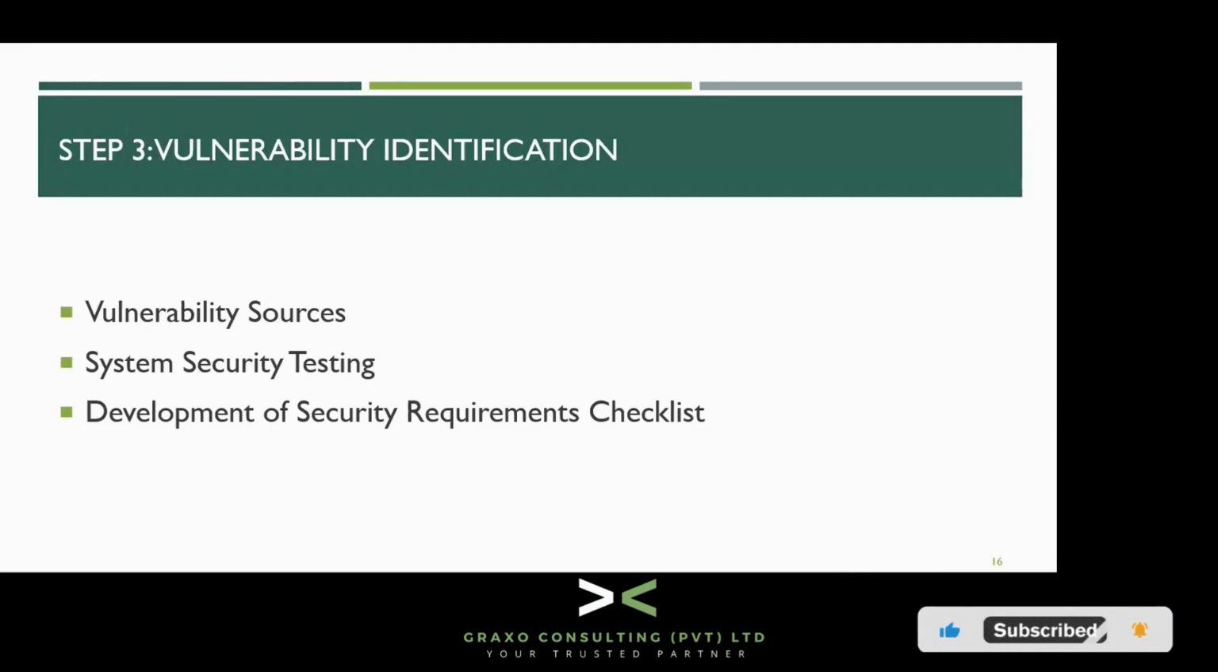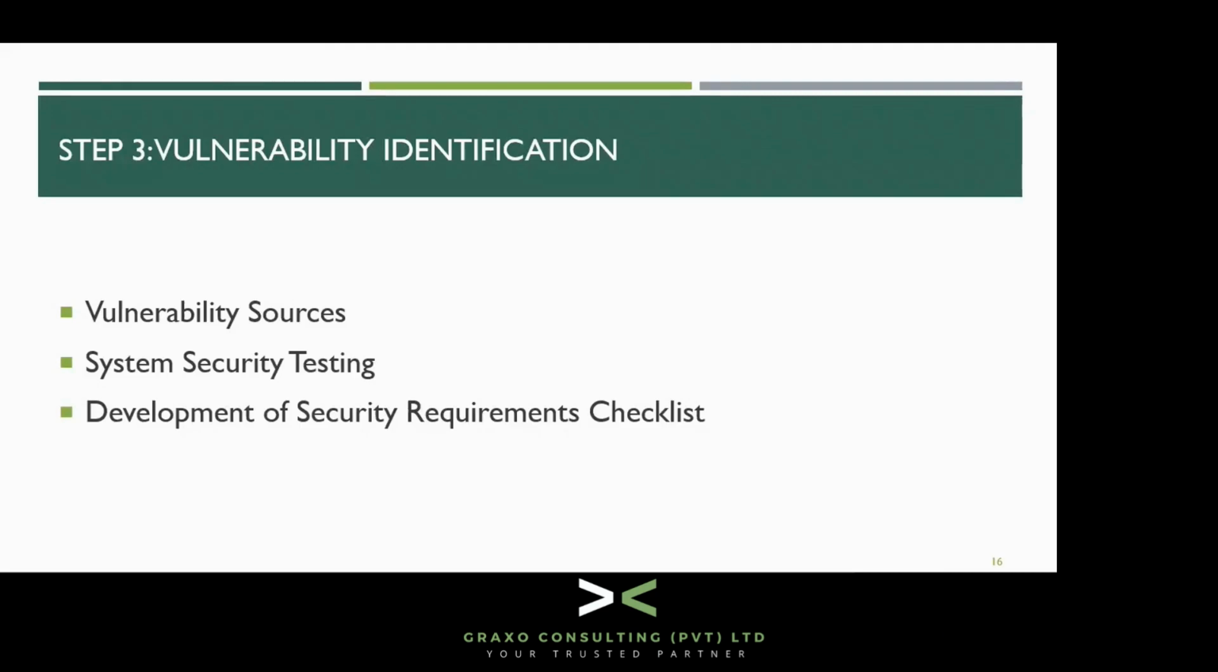The second point is system security testing. This is a proactive method that employs testing that can be used to identify system vulnerabilities efficiently, depending on the criticality of the IT system and the available resources. System security testing could be carried out using an automated vulnerability scanning tool. It could be done using security testing and evaluation, and it could also be done using penetration testing.